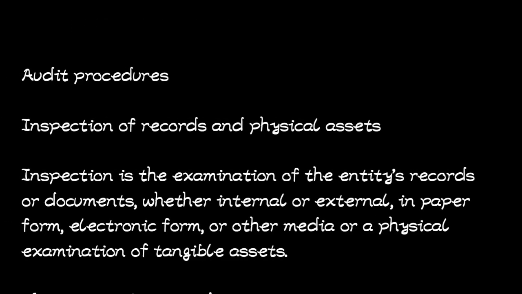So we shall start with the first audit procedure, which is inspection of records and physical assets. Inspection is the examination of the entity's records or documents, whether internal or external, in paper form, electronic form, or any other media, or physical examination of tangible assets. So here the auditor examines the records within the organization or outside the organization, or they examine the tangible assets in the organization. That's what we call inspection. Inspection is like examining. So they inspect the records and then the physical assets.